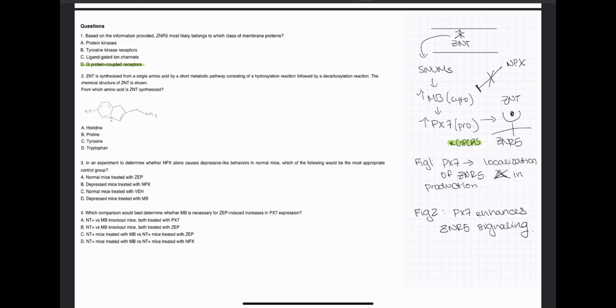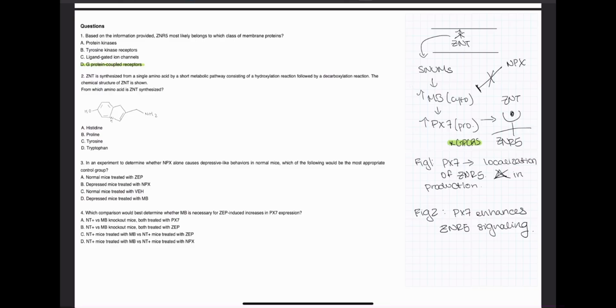Protein kinases usually will have keywords like phosphorylation of some sort. We didn't talk about that at all, so we will ignore that. Tyrosine kinase receptors we'll talk about. Again, phosphorylation, tyrosine, even the hydroxyl group, but that wasn't talked about. Ligand-gated ion channels, we are not talking about ligand-gated ion channels because there is no change in potential or any type of ion being measured. So D is our best choice, and we'll move on.